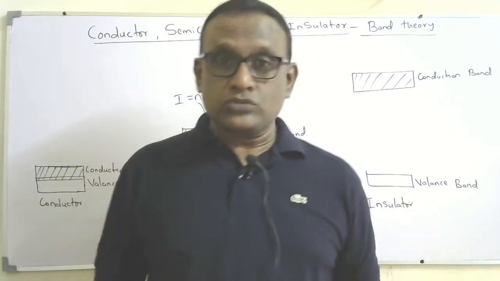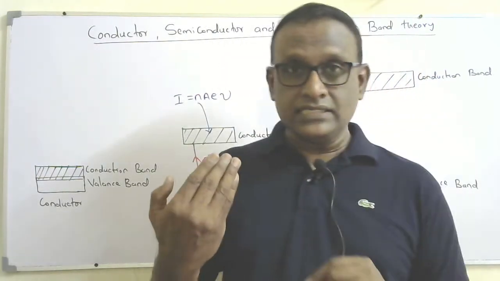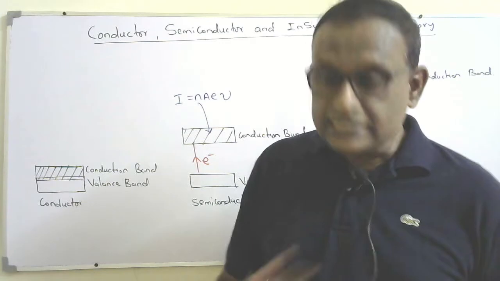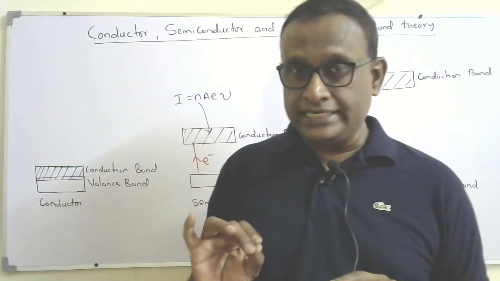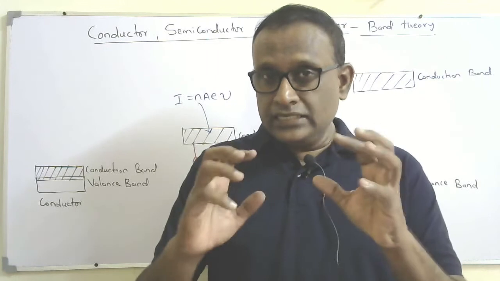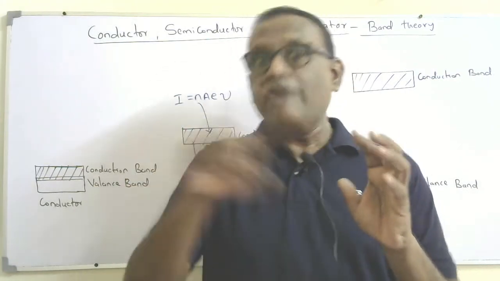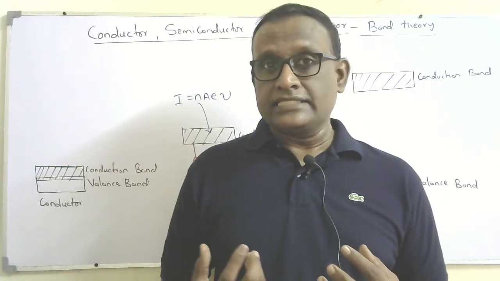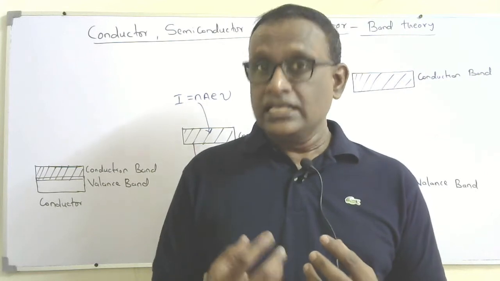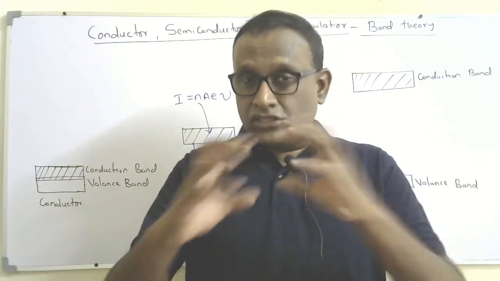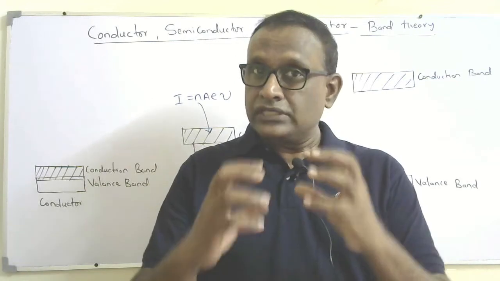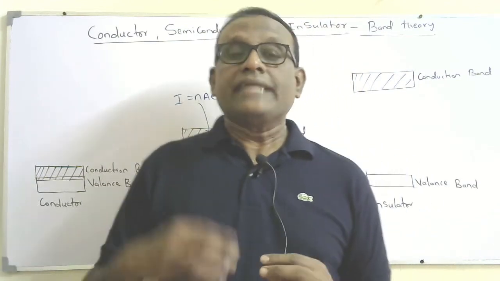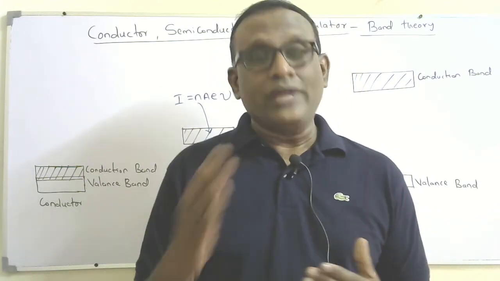So in conductors, what happens when the temperature increases? There's no increase in the number of electrons in the conduction band. That is, there is no increase in the charge carrier density, but atoms are vibrating. So the electrons have difficulty jumping from one atom to another atom. So when the temperature increases, the rate of flow of electrons will decrease because of the vibration of the atomic planes. So in conductors, when the temperature increases, current flow will decrease.